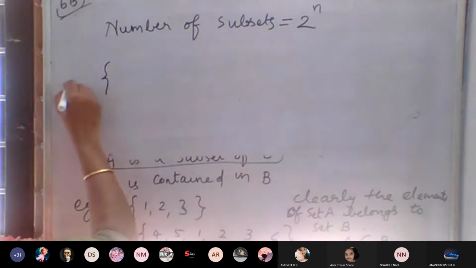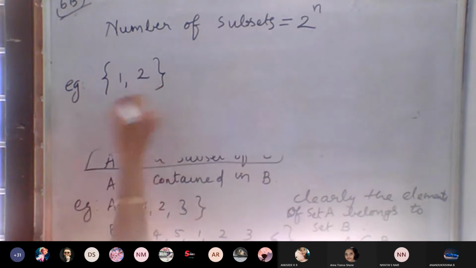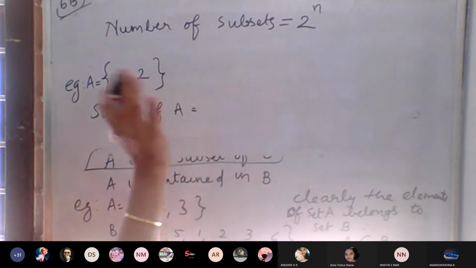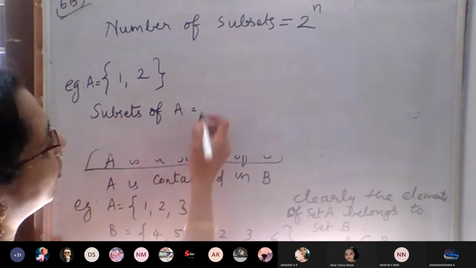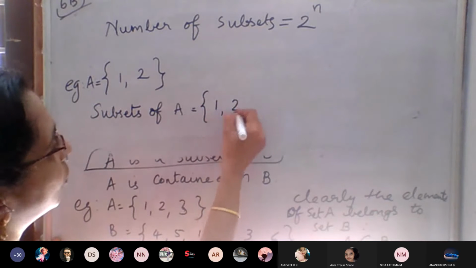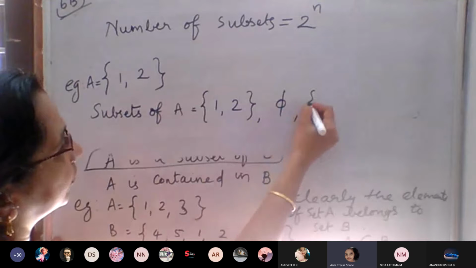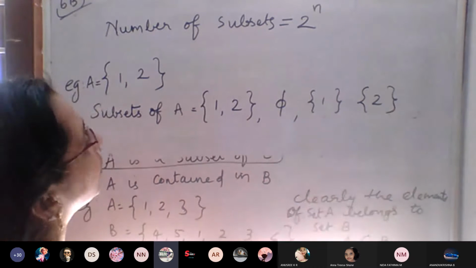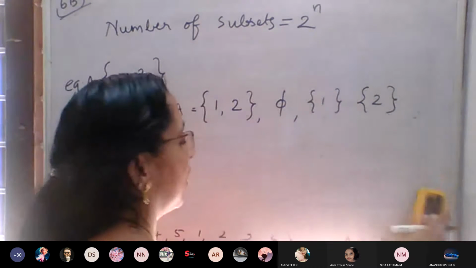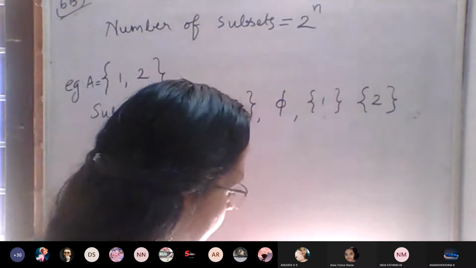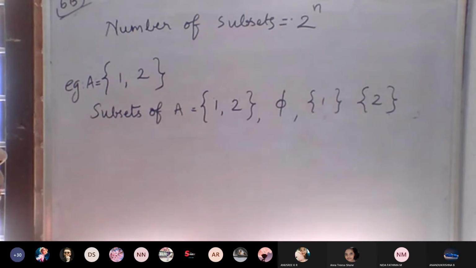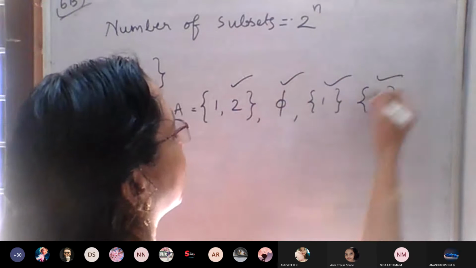So as I told, set A is {1, 2}, which we discussed now. We wrote the subsets. Don't write, first listen. Subsets of A are: null set, set {1}, set {2}, and set {1, 2}. So using our formula, how do we find the number of subsets? We got 1, 2, 3, 4.